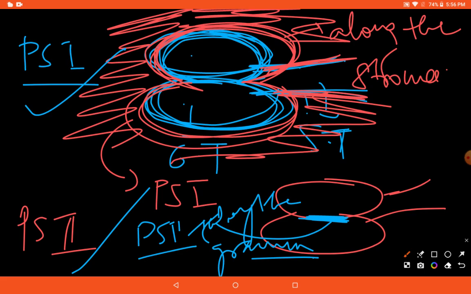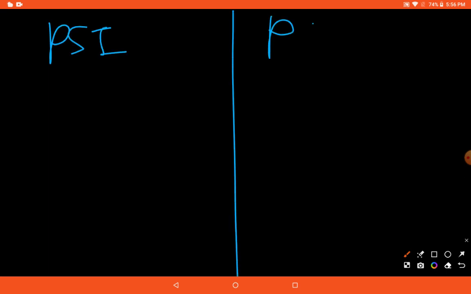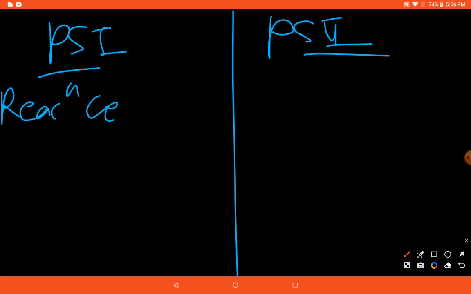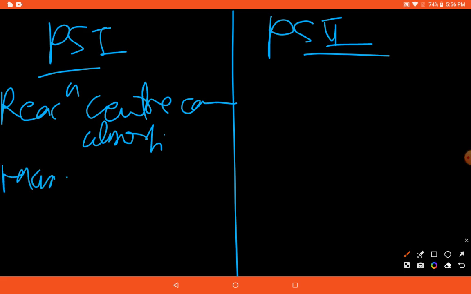Now I'll draw a chart here. PS1, PS2. Photosystem 1 and photosystem 2. The reaction center can absorb PS1. And the maximum wavelength, PS1 has the maximum wavelength, which is 700 nanometer. And I told you it is along the stroma, which is the non-appressed part of grana thylakoid and stroma thylakoid. It is found on the grana thylakoid and stroma thylakoid, already told.